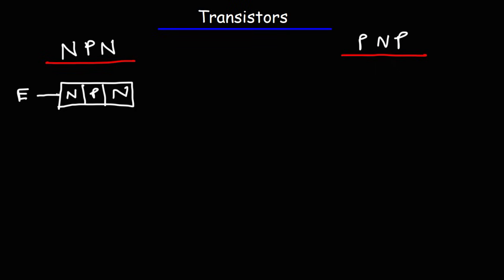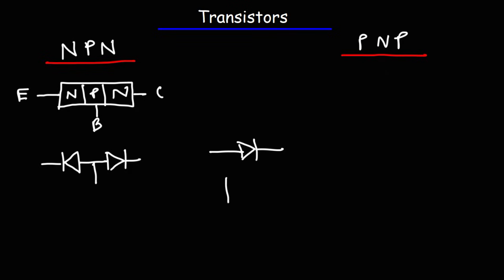The emitter and the collector of an NPN transistor are made up of the N-type semiconductor. The base is made up of the P-type semiconductor. An NPN transistor is essentially two diodes connected to each other. The diode always points towards the N-type material. So here's a typical diode, and this is the PN junction of that diode.